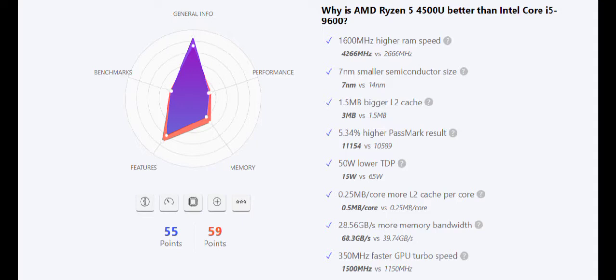1600 MHz higher RAM speed, 7 nanometer smaller semiconductor size, 1.5 MB bigger L2 cache, 5.34% higher PassMark result, 50 watts lower TDP, 0.25 MB more L2 cache per core, 28.56 Gbps more memory bandwidth, and lastly 350 MHz faster GPU turbo speed.